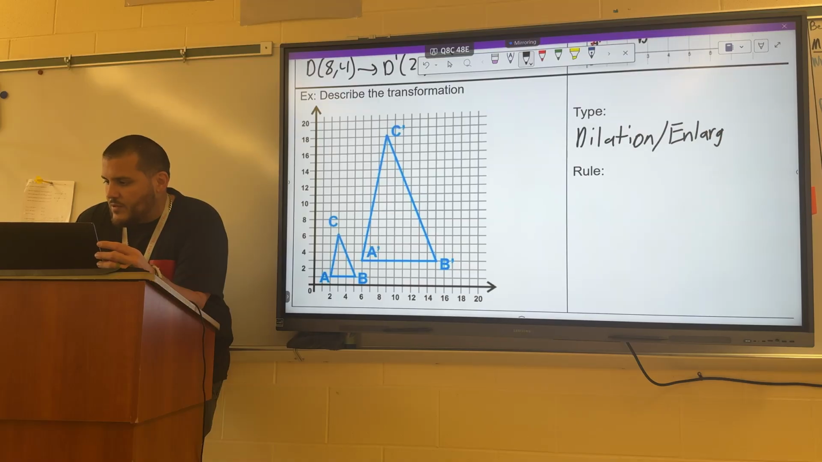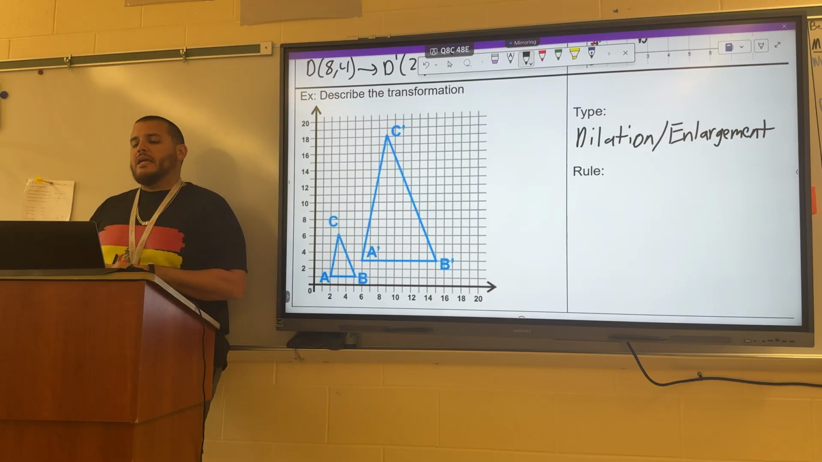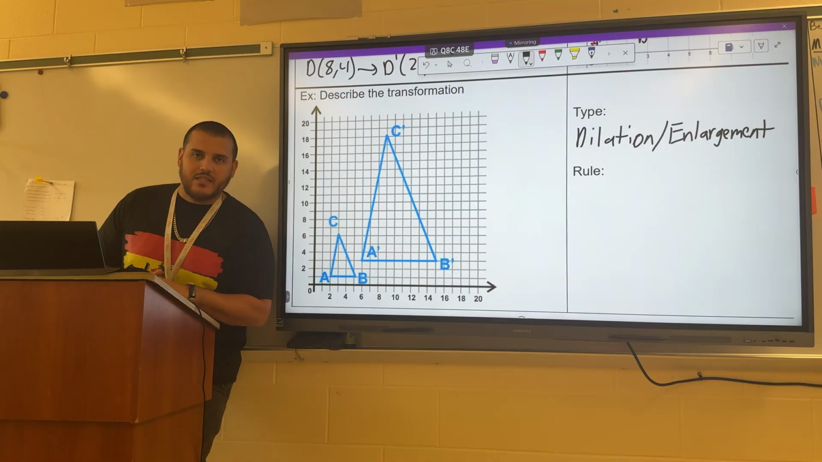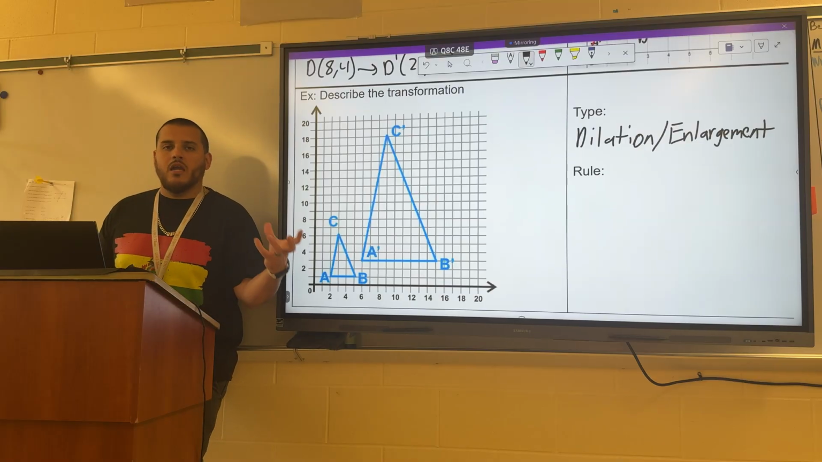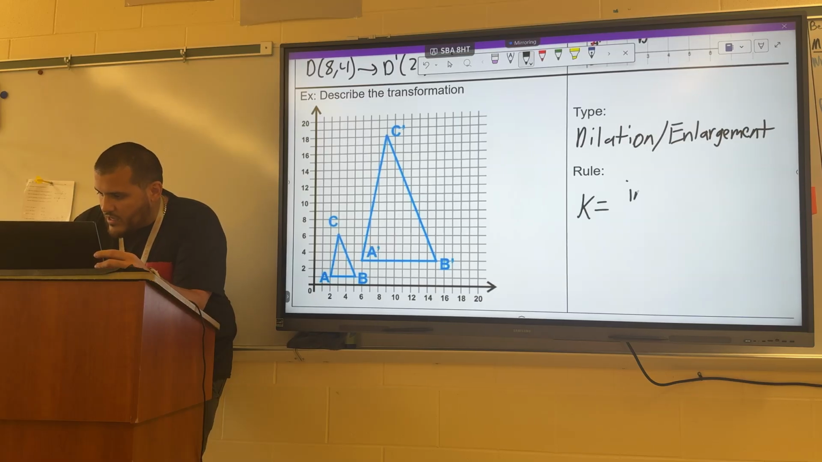That gives us a key piece of information, that we know this scale factor must be more than 1. Okay? And the way that we can now determine what the scale factor is by comparing something from our image over our pre-image. All right, so when we find our scale factor, we want to do image divided by pre-image to determine that scale factor value.